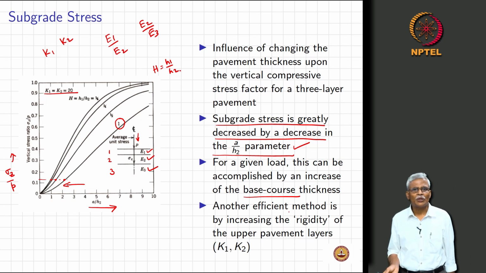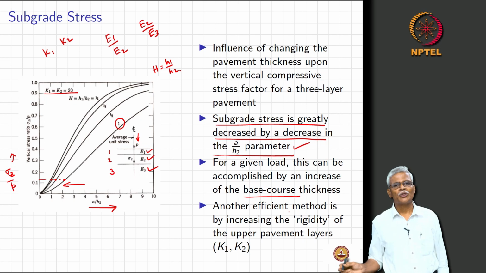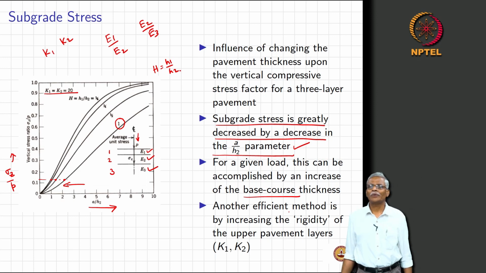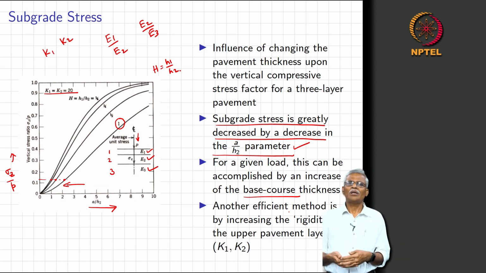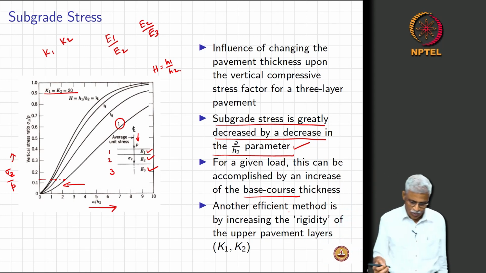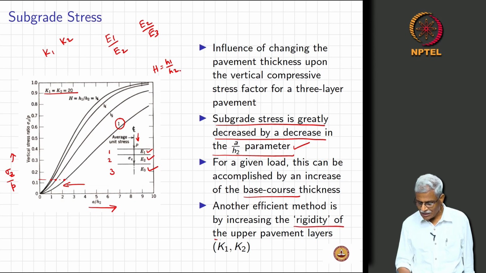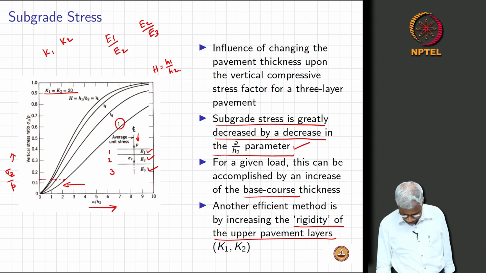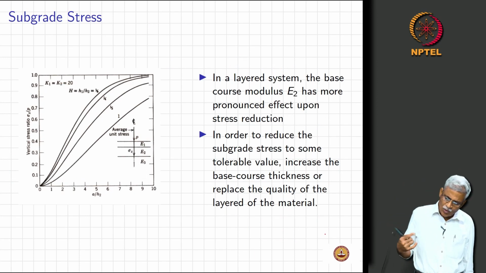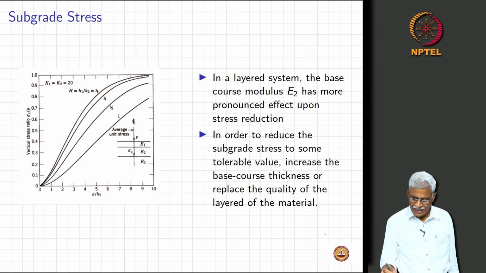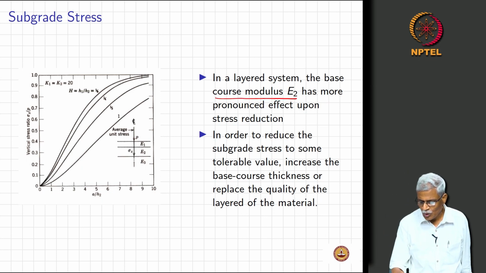And one more thing that you can do: right now, what you are seeing here is the case corresponding to K1 and K2 equal to 20. That means the E1 by E2 ratios are taken, and the E2 by E3 ratios are kept constant. What you can actually do is increase the rigidity of the upper pavement layer. So K1 by K2, K2 by K3, you can increase much higher. When you increase this much higher, the base course modulus E2 will have more effect on the stress reduction.